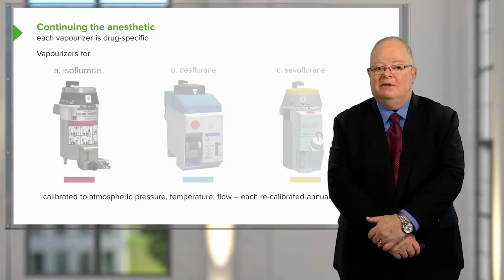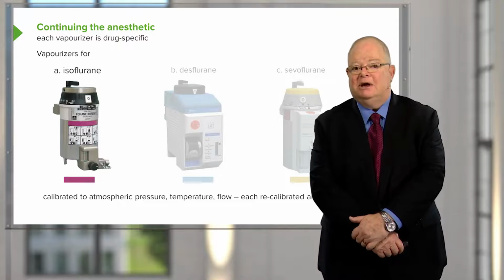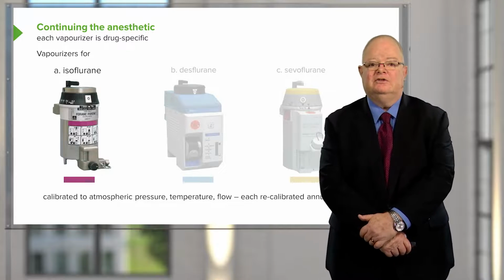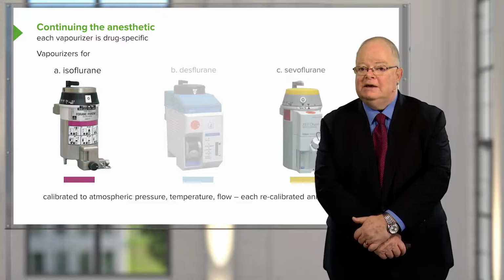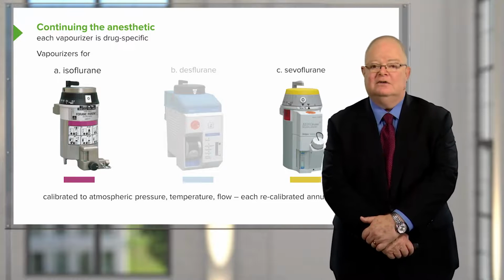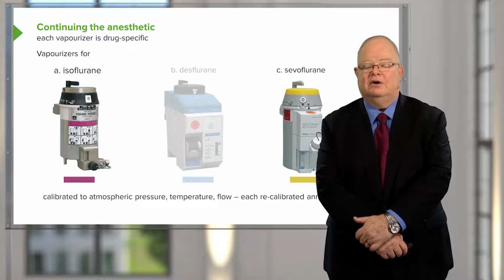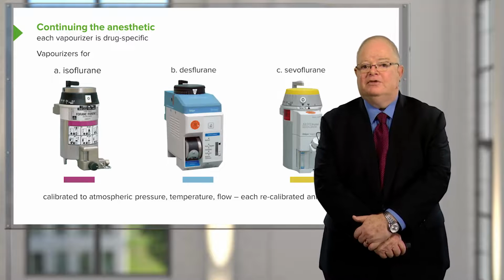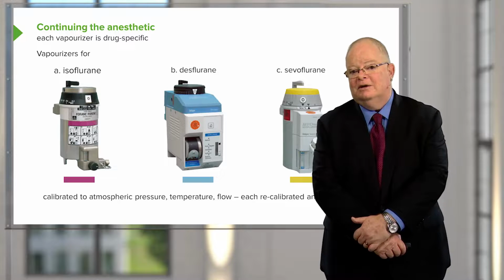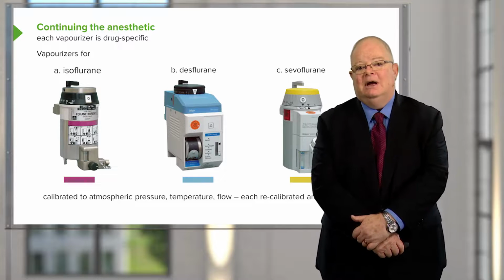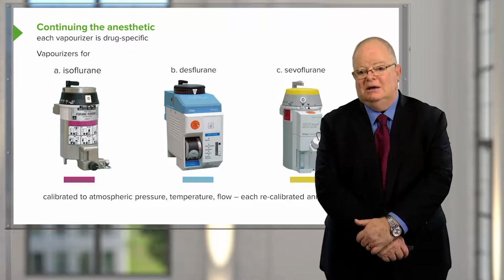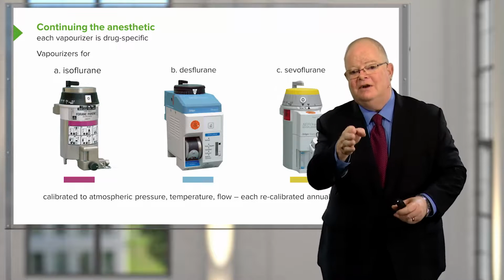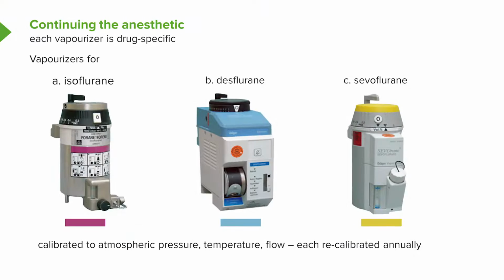I know the one on the left is for isoflurane, and I know that because it's got a purple band on it, which is the isoflurane color. The one on the right is for sevoflurane, and I know that because it's got a yellow top, which is the sevoflurane color. And the one in the middle is for desflurane, and blue is not a particular color for any vapor, but I know that the device on the lower left of the vaporizer is the filling port for a desflurane vaporizer, and it doesn't exist on any other kind of vaporizer. So that's easy to work out.